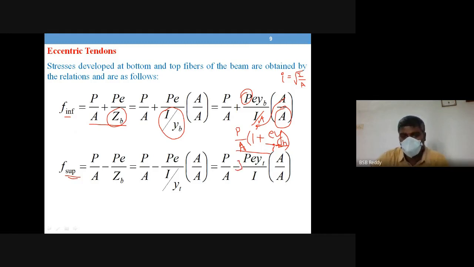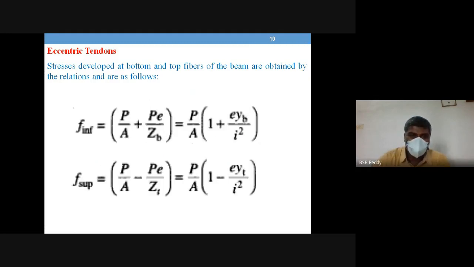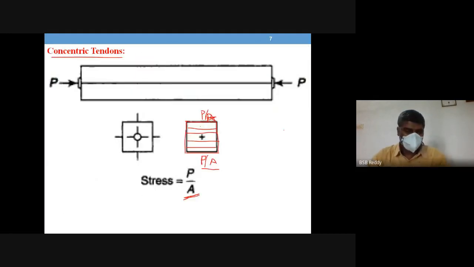So at the top you will have a minus sign, at the bottom a plus sign, right? And those equations are given: P by A into 1 plus E YB by i square, where i square means capital I by A, and at the top you will have 1 minus E YT by i square. So these are the final equations to find stresses developed in a member at top and bottom due to pre-stressing with eccentric tendons. We'll discuss the rest of the things in the next session.